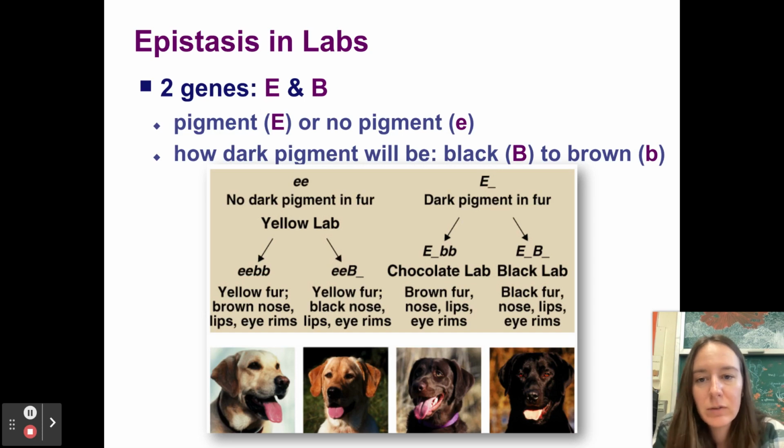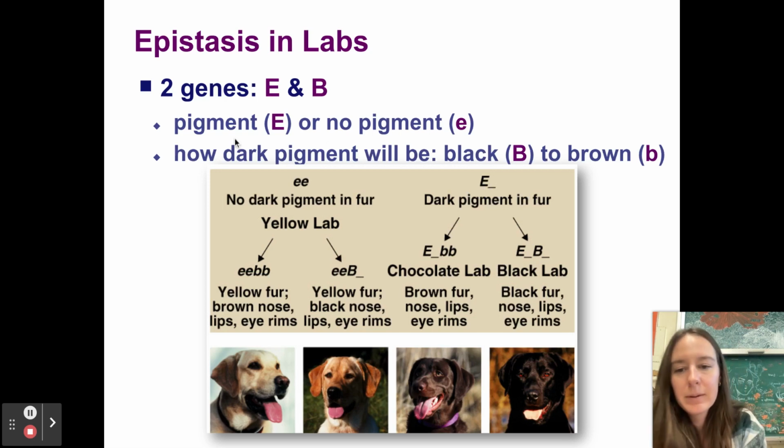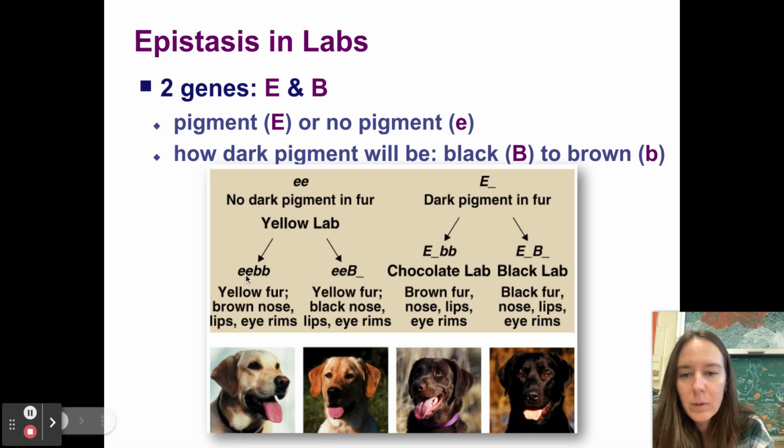And then there's a separate gene for how dark the pigment will be, either capital B black or little b brown. So if you have homozygous recessive for the pigment, the E gene, you will not be able to make dark pigment in the fur. But as long as you have one dominant allele, you will be able to make pigment. So in this case, how do we get yellow labs? Well, if you have two little e's, you're not able to make pigment. And then if you have two little b's here, you still can't make pigment. So you're basically going to have yellow fur.